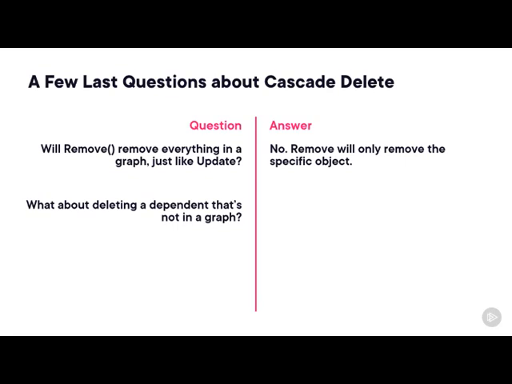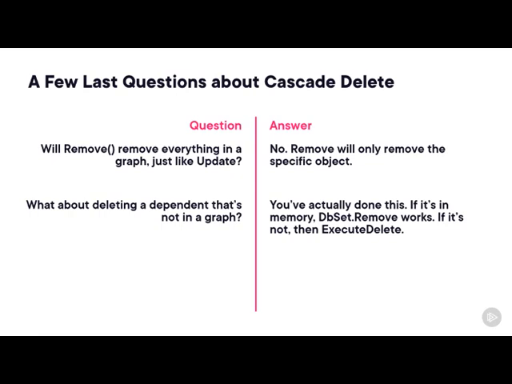The other question is, what if you just want to delete a book and you don't have the graph? Well, that's the easiest scenario, and we've seen that before. If the book's in memory, you can use the DbSet Remove method, and if it's not in memory, you can use ExecuteDelete to delete it from the database.